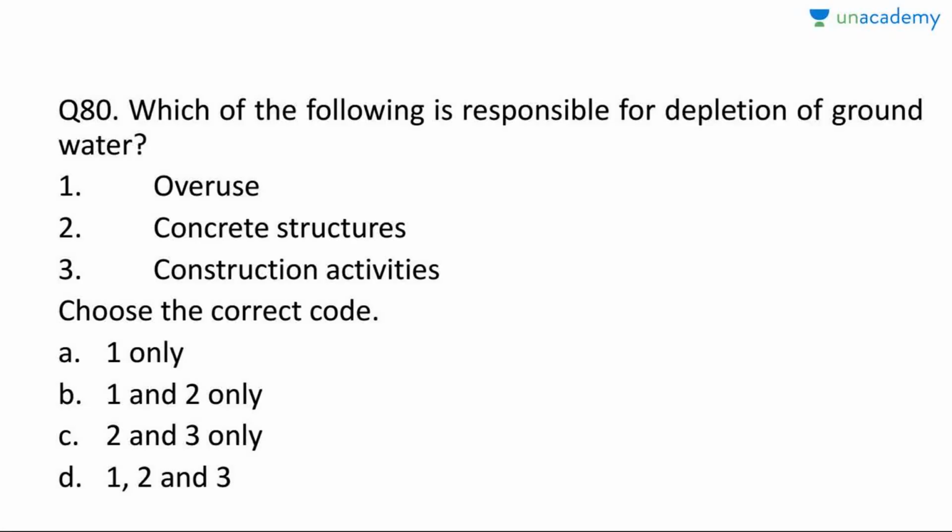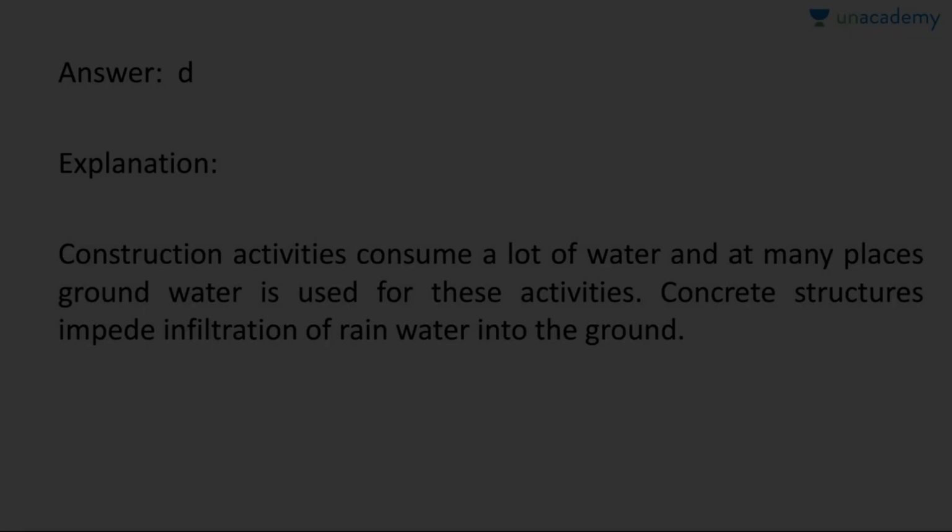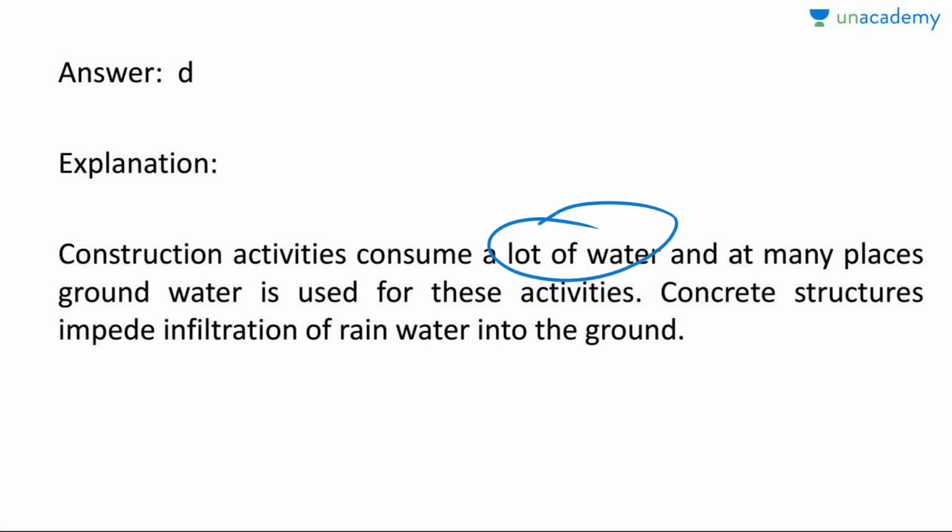Question number 80. Which of the following is responsible for depletion of groundwater? When it comes to depletion of groundwater, overuse is obviously one of the most important reasons, no doubt about it. Concrete structures are also responsible because they do not allow the percolation of water, so it does not get stored in the groundwater. Construction activities are also responsible. Answer is D, 1, 2, 3. Construction activities consume a lot of water and in many places groundwater is used for these activities, and concrete structures impede the infiltration of rainwater into the ground.